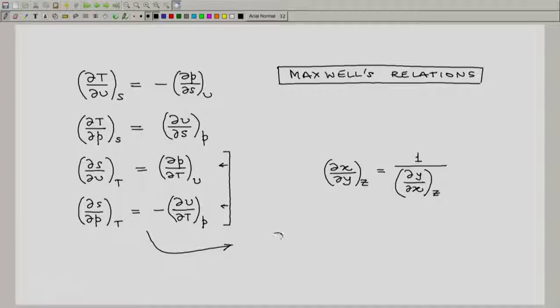So using this, for example, this equation will become partial of P with respect to S at constant T is minus partial of T with respect to V at constant P. And similarly you can write the reciprocal of this equation and this equation, and even those equations are generally called Maxwell's relations.